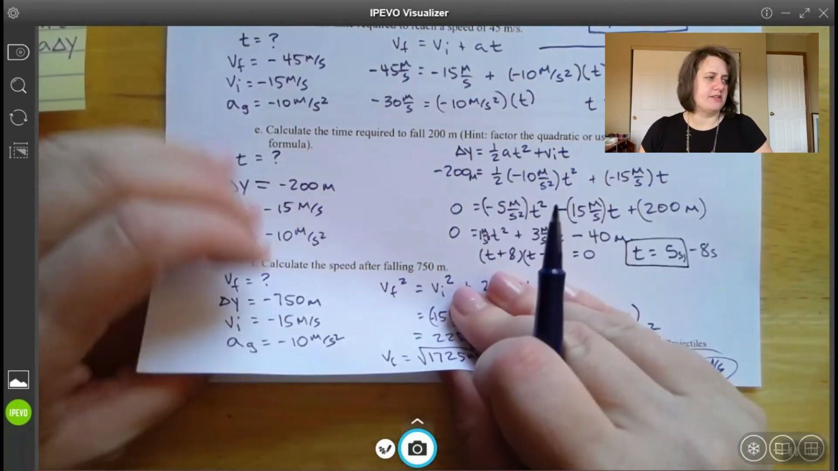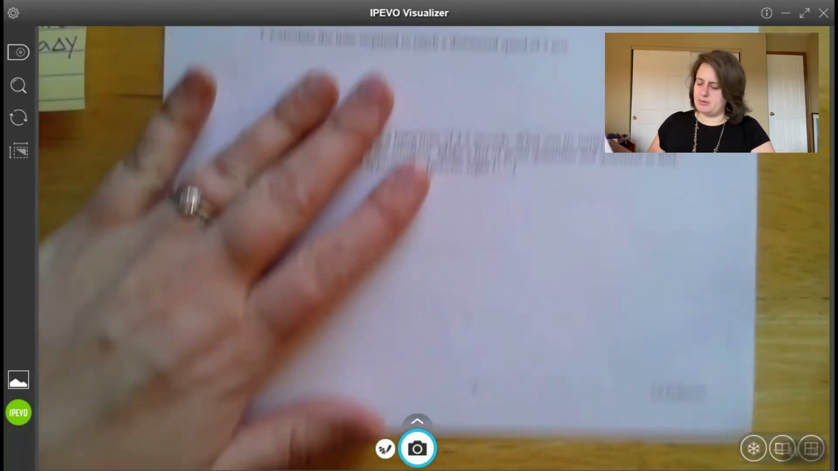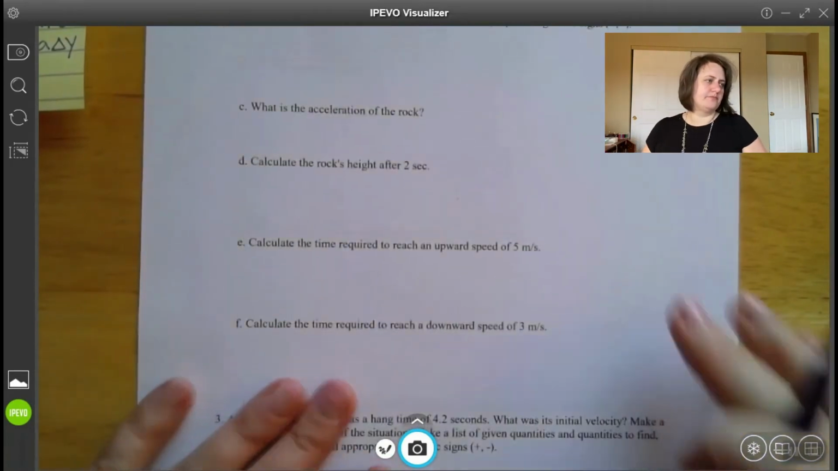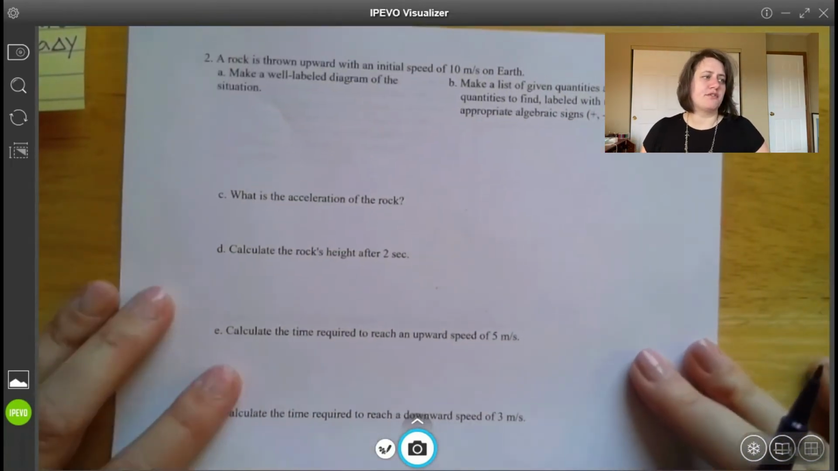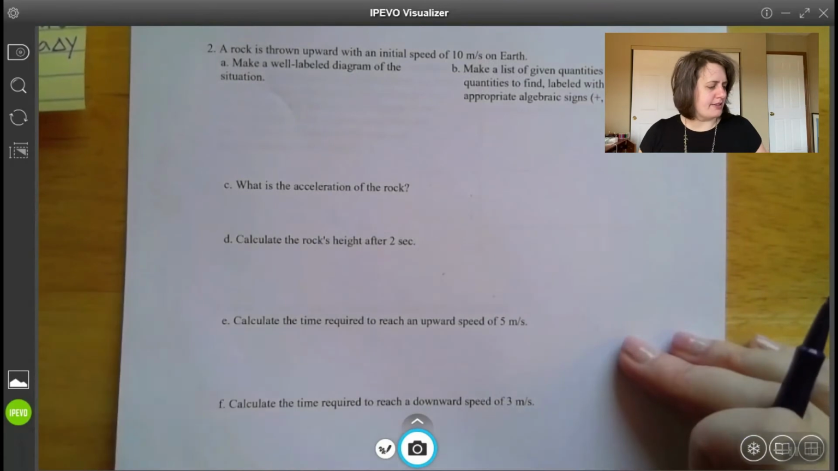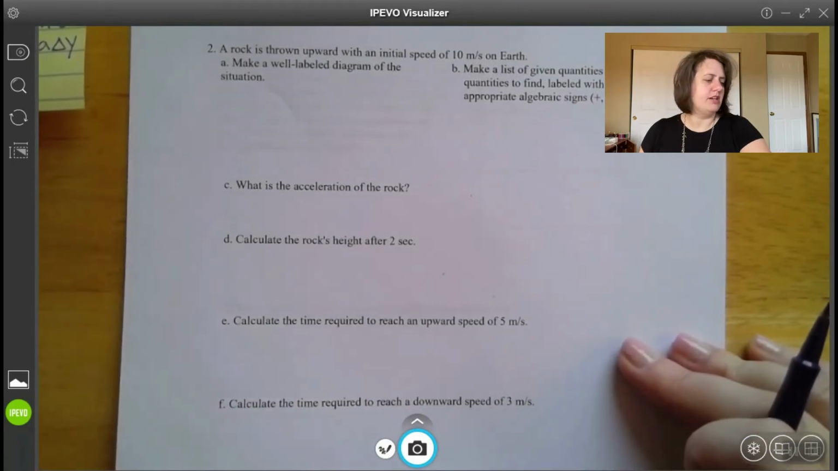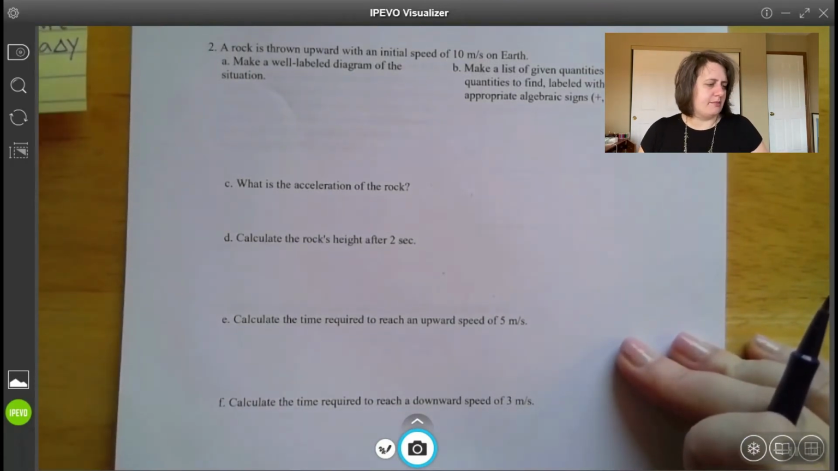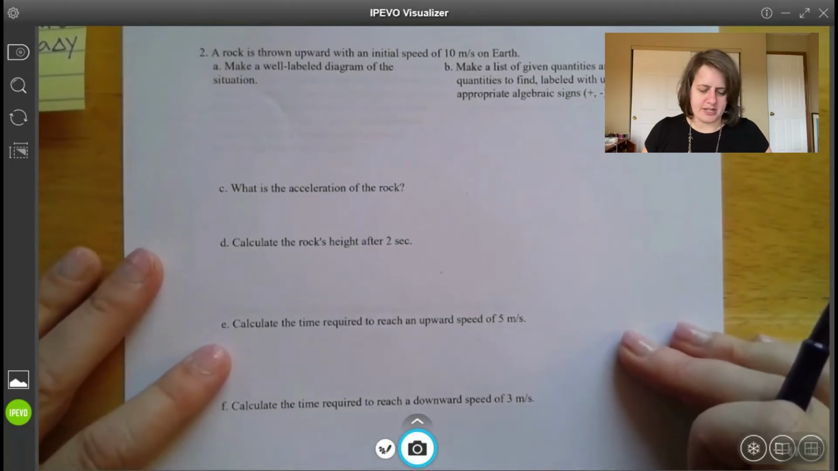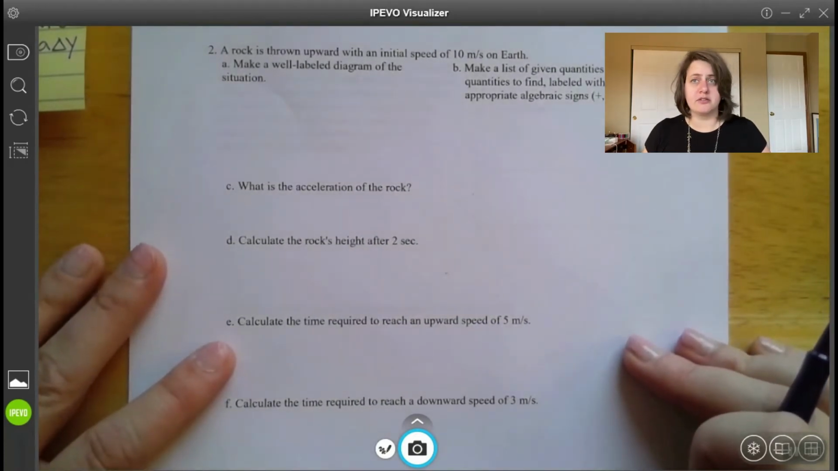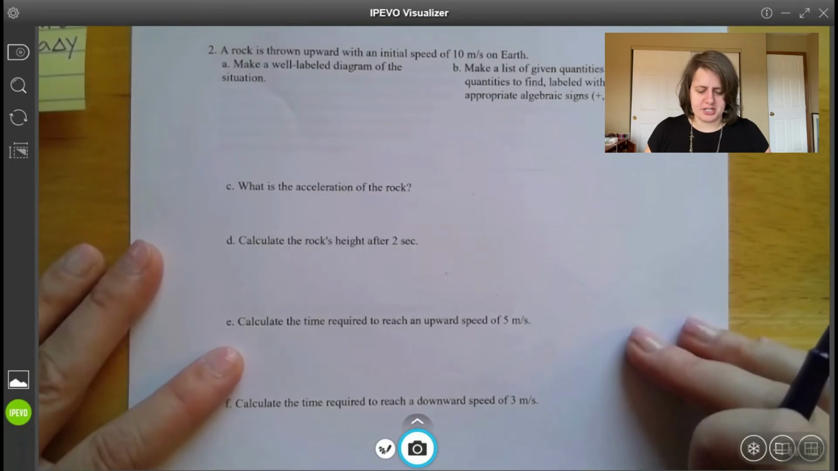Okay, so now we're going to move to a new problem. All right, now we've got a rock that's been thrown upward. This is a little bit different. So our upward thrown rock is going to have an initial speed of 10 meters per second on Earth, which again is telling us about acceleration.